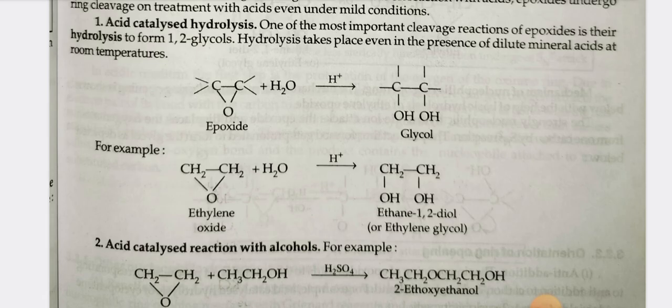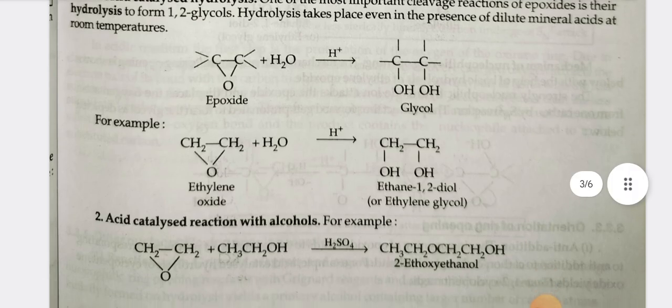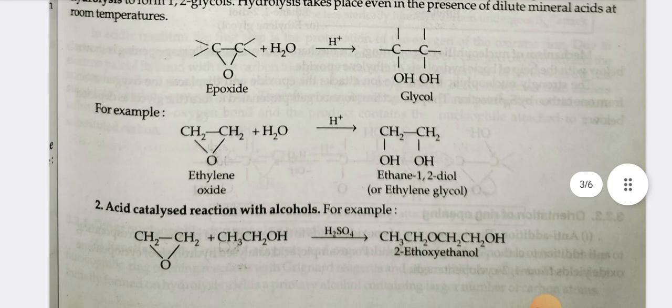For example, ethylene oxide, which is CH2OCH2, plus H2O in acidic medium will give CH2OH-CH2OH, ethane-1,2-diol, or simply we can say ethylene glycol.